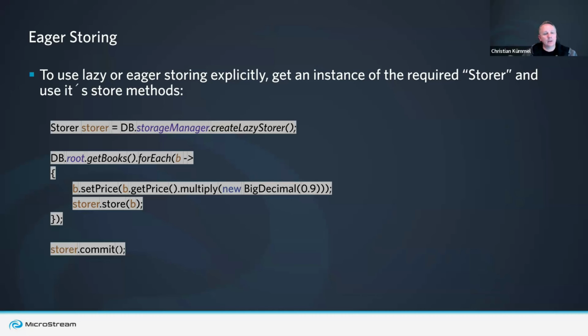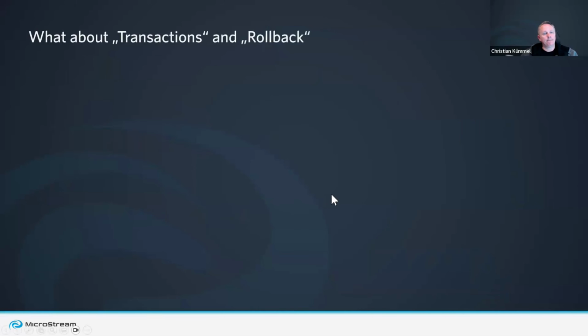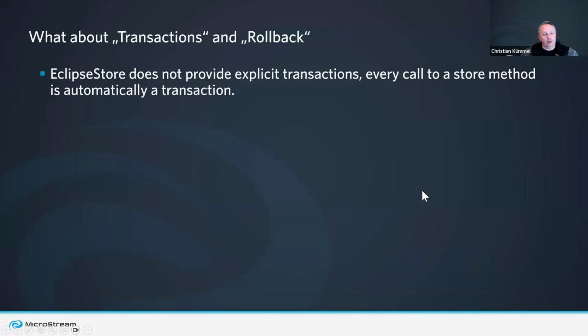To use the lazy storer or the eager storer, you have to create a lazy storer or create an eager storer, and that storer helps you to register the changed objects. If all changes are successful, you can call storer.commit. This is kind of like a commit, so data goes directly to the hard disk, and this could work within a transaction. This is how it basically works.